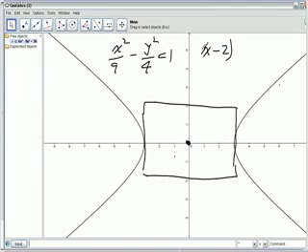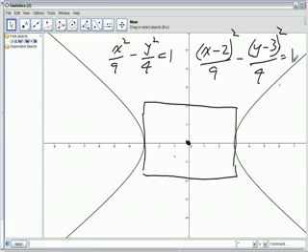So if I was going to graph x minus 2 squared over 9 minus y minus 3 squared over 4 equals 1, this point here, 0, 0, would move to 2, 3. That means that this point would move 2 to the right and up 3 as well. This point would move 2 to the right and up 3 here. This point would move 2 to the right and up 3. This point would move 2 to the right and up 3.